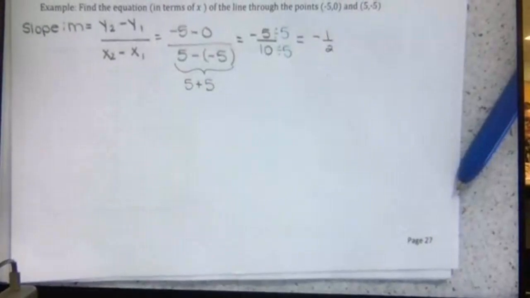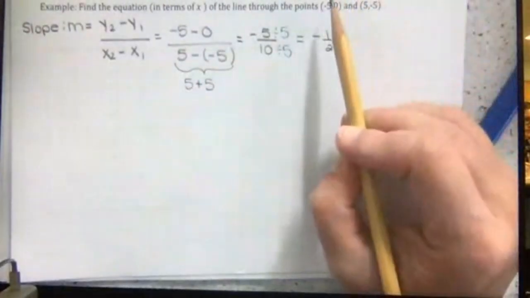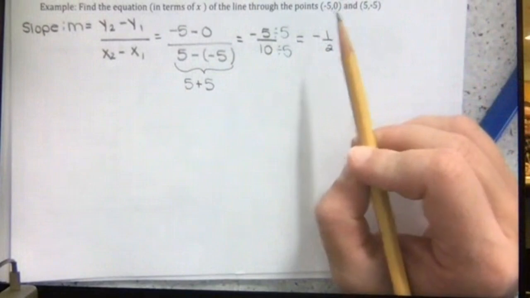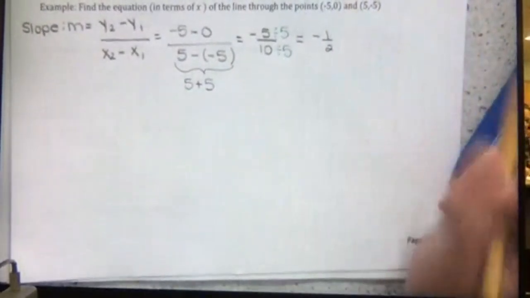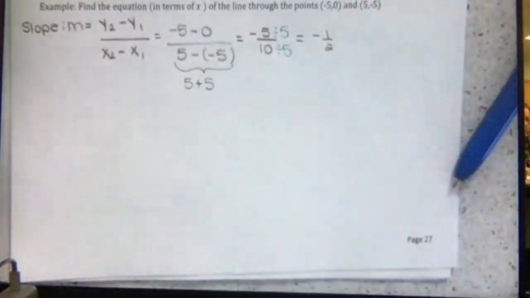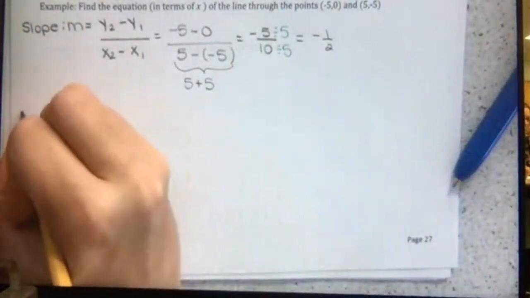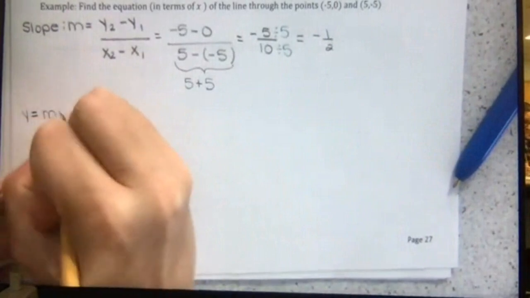Now we need to find our b. They don't give us our b. Remember, our y-intercept is 0, b. These points aren't 0, b. So we have to use this to find our b value. So y equals mx plus b.